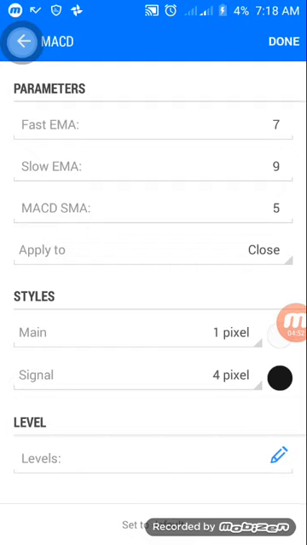Fast EMA is 7, slow EMA is 9, MACD's SMA is 5. Apply to close. Now, the main should be your background color. The signal should be 4 pixel with your own choice of color. Alright, you click on done.